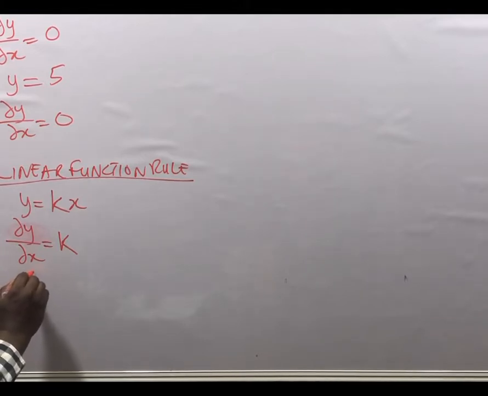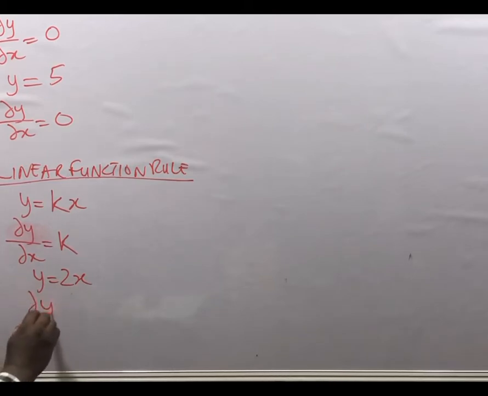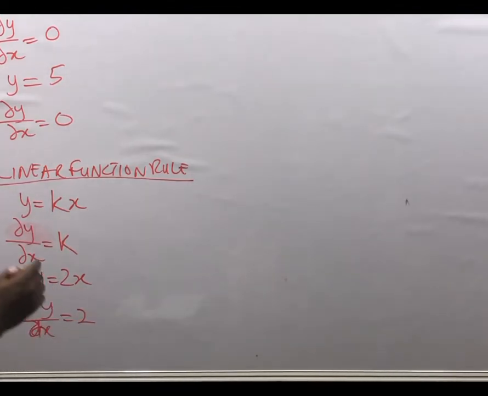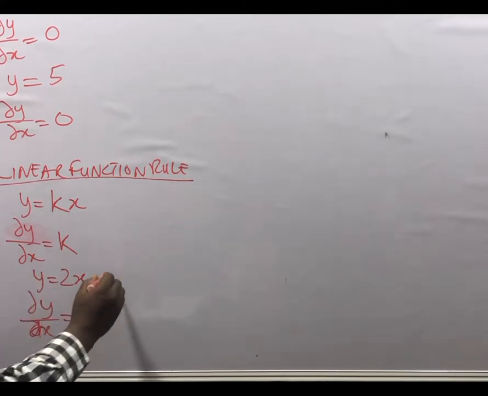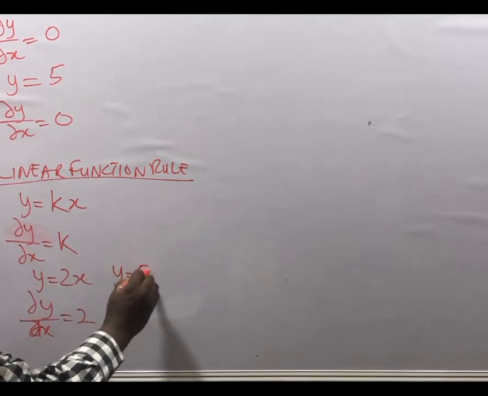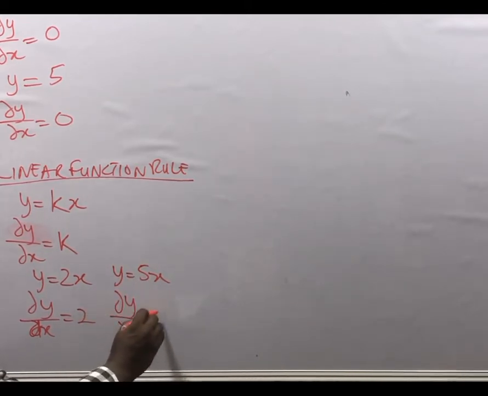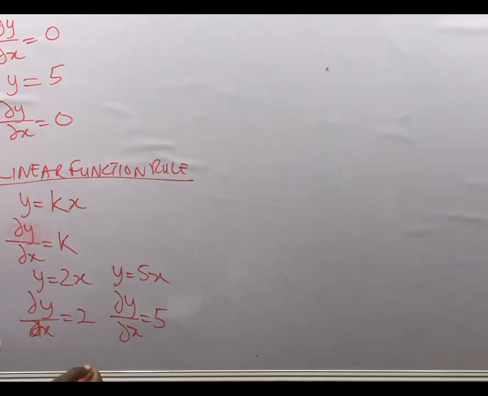So where you have a function such as y is equal to 2x, dy dx will be left with 2. In the next rule I'm going to show you, we are going to explain why we have 2 here very quickly. Even if you have y is equal to 5x, dy dx will be what? Will be 5. So this is the second rule of derivatives.